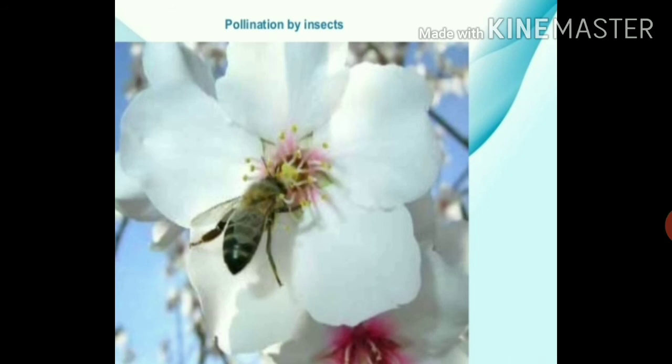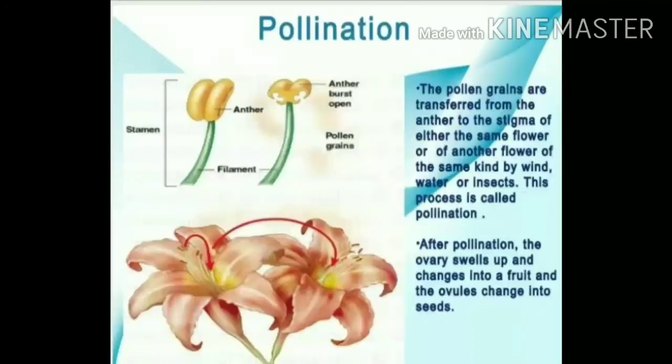So anther is what? Anther is a part of the stamen, and the stamen is the male reproductive organ of the flower, and the stigma is the part of the carpel or pistil, which is the female reproductive part of the flower. So I hope pollination is clear to you.